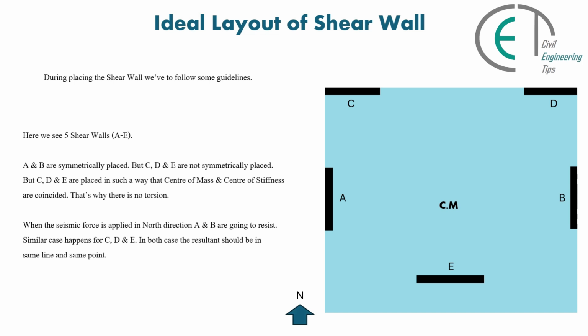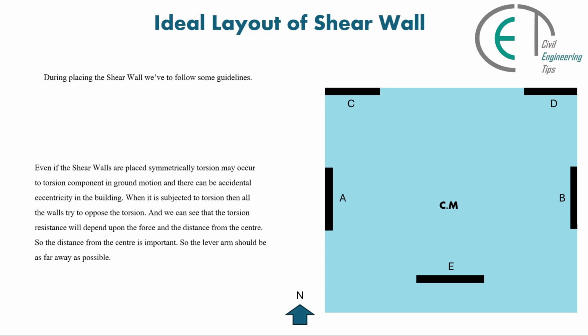When the seismic force is applied in north direction, which is in the Y direction, A and B are going to resist that force. Similar case happens for C, D and E. In both cases, the resultant should be in same line and same point. Even if the shear walls are placed symmetrically, torsion may occur due to torsion component in ground motion, and there can be accidental eccentricity in the building.